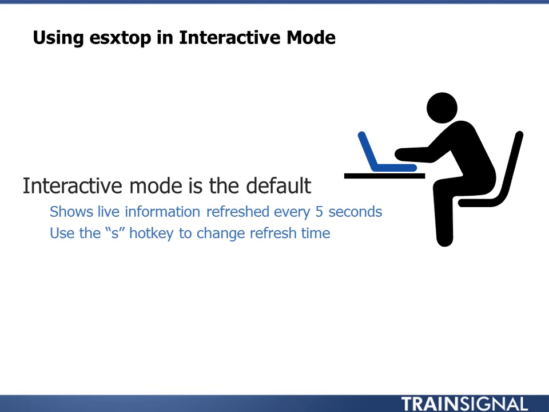So using ESXtop in interactive mode is fairly easy. You just run ESXtop, and by default, it refreshes live information every 5 seconds. You can use the S hotkey to change your refresh time. The minimum is 2 seconds. It won't let you go nuts at 1 second, but you can change it up or down, whatever you want to do. The reason you might want to do this is because it's really annoying to be tracking something and have it jump all over the screen because of the way it sorts stuff, if it's erratic. So you may want to bump it back so you can follow what you're looking at. But again, use the S key.